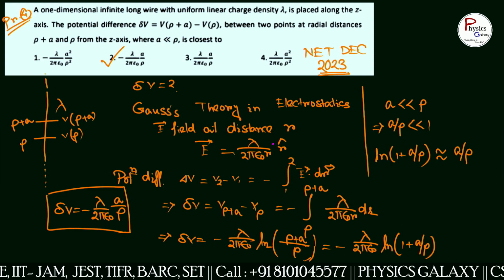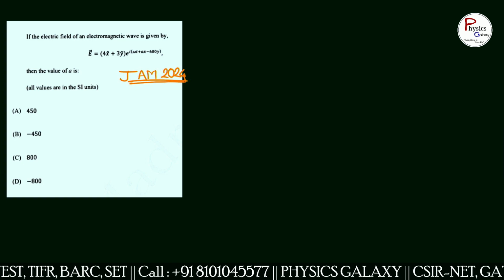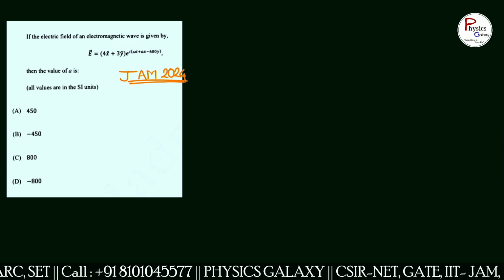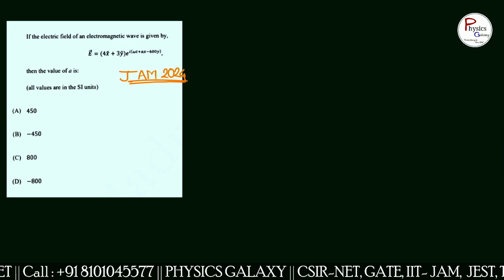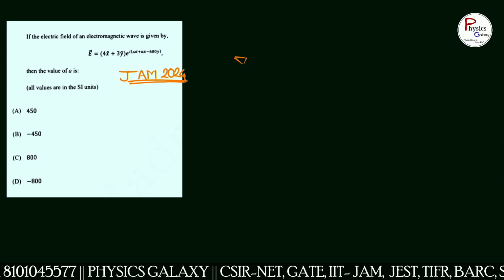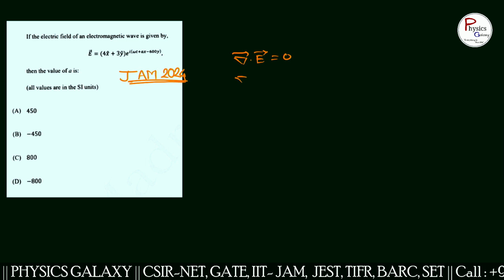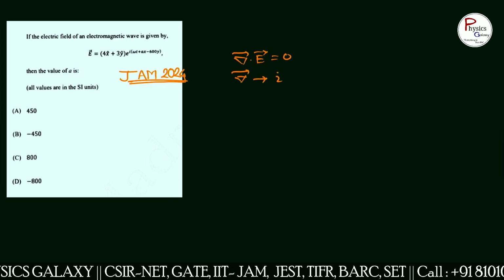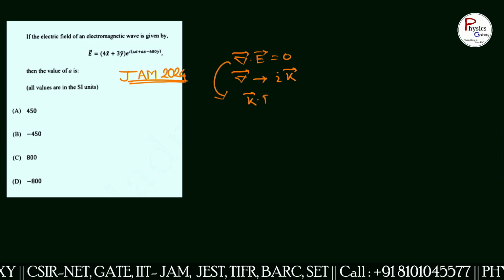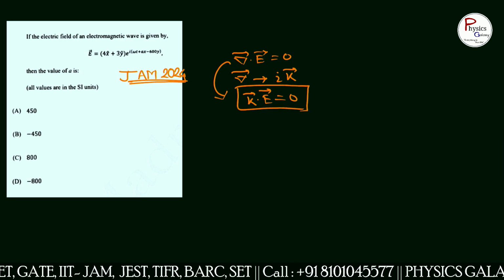Next, the question from JAM 2024. The electric field of an electromagnetic wave is given. Find the value of A. So here we require the linear form of Maxwell equation. The first Maxwell equation was del dot E equals to 0. Now this operator del is replaced by ik, where k is the propagation vector. So we get k dot E equals to 0. We use this equation.